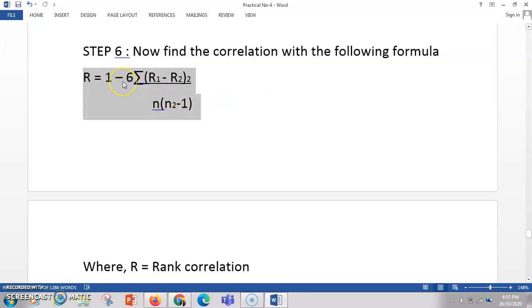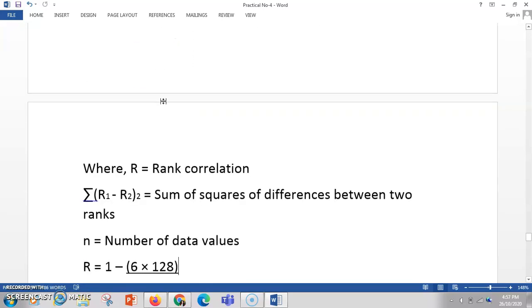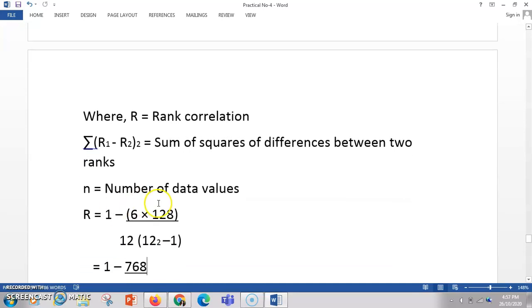So this is the formula to calculate the correlation. R is equal to 1 minus 6 summation of (R1 minus R2) square upon n into (n square minus 1). What is R? R is the rank correlation, and summation of (R1 minus R2) square is the sum of squares of differences between the ranks, that is rank 1 and rank 2. And n is the number of data values. So here you can see the value which we obtained by finding the squares and total, that is 128, which I have written here, and the total number of values is 12, which I have written here.